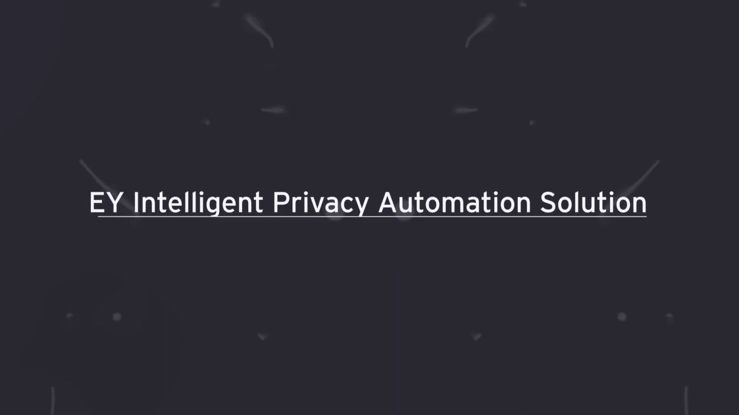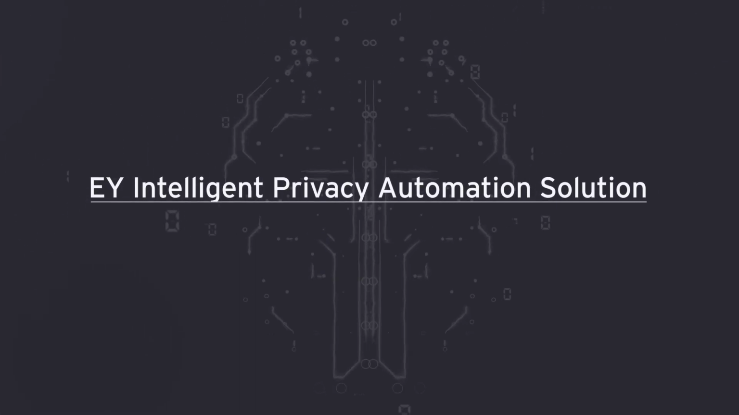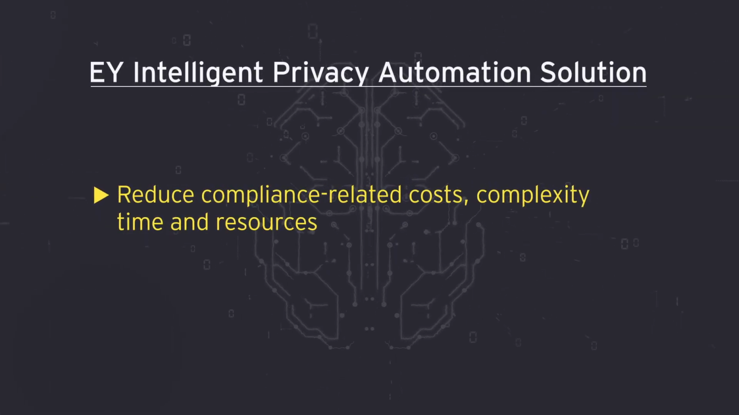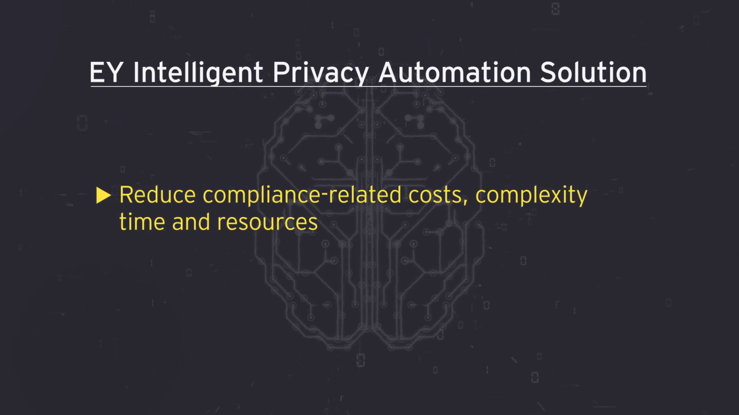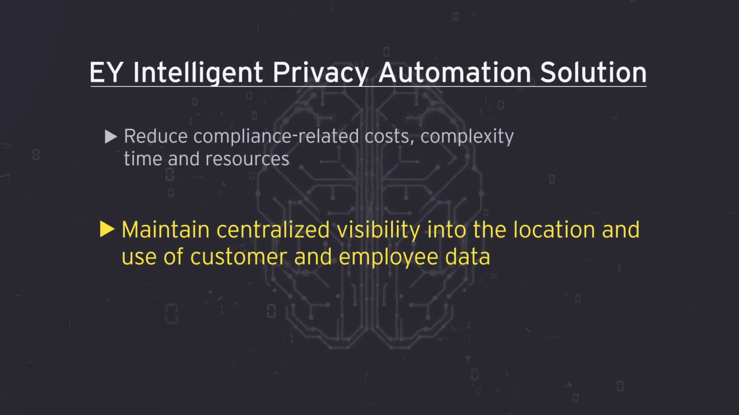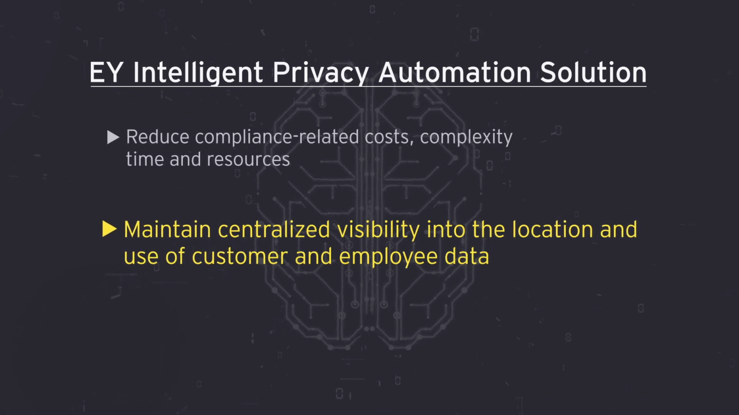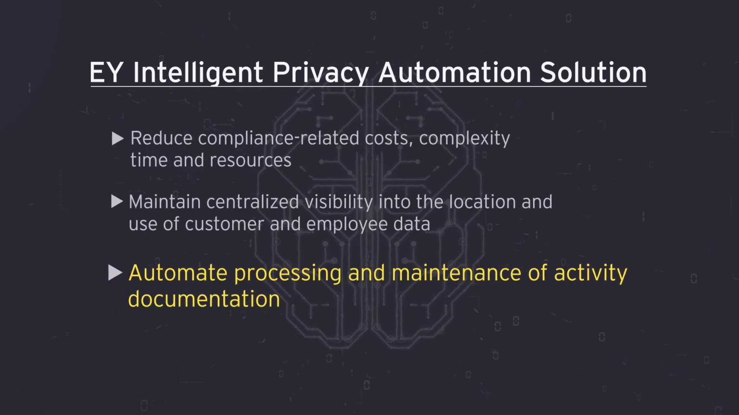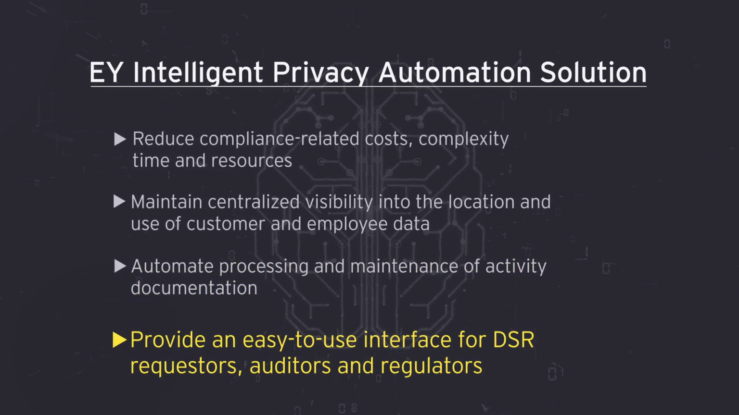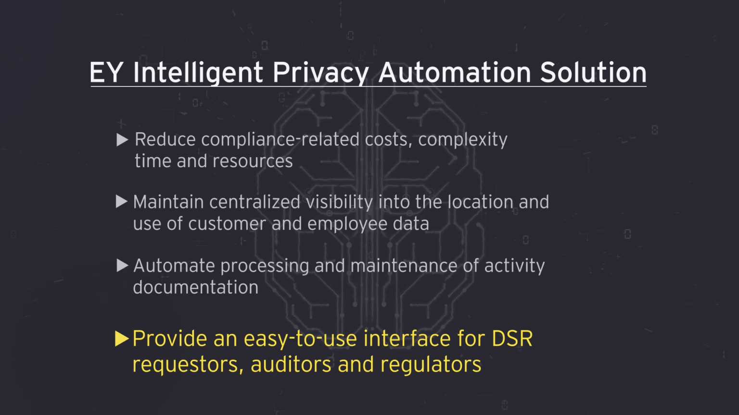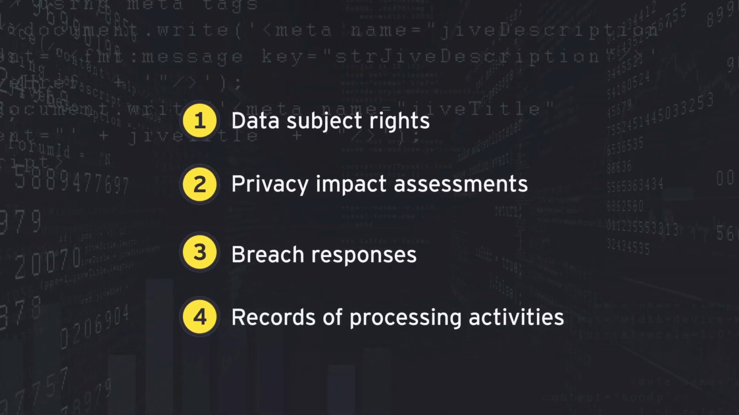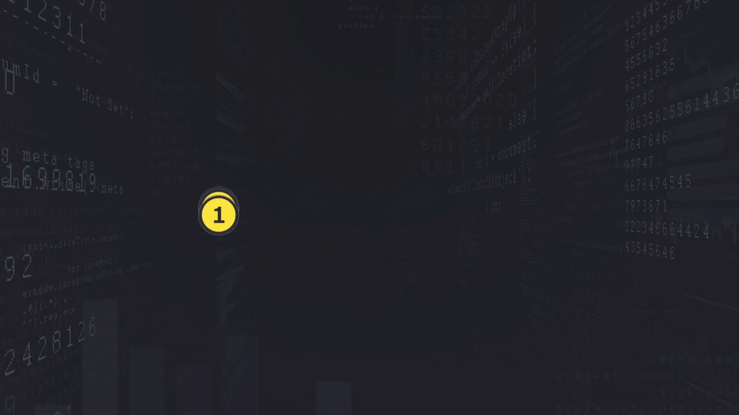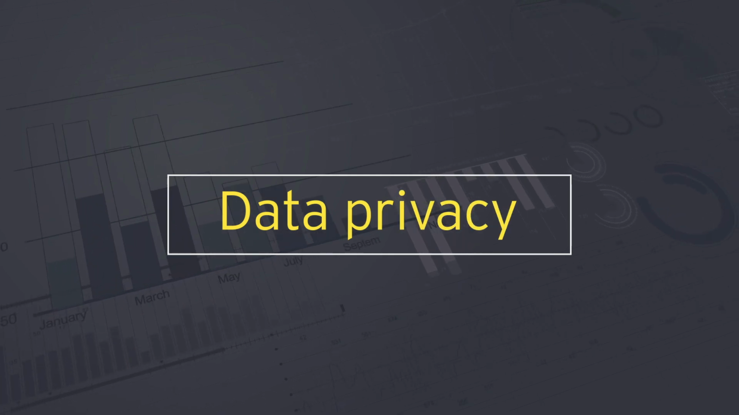The EY Intelligent Privacy Automation solution can also help you reduce compliance-related costs, complexity, time, and resources. Maintain centralized visibility into the location and use of customer and employee data. Automate processing and maintenance of activity documentation. Provide an easy-to-use interface for DSR requesters, auditors, and regulators, and achieve efficiency, scalability, and accuracy. The suite's capabilities serve as a seamless tool integrated for one goal: data privacy in a box.